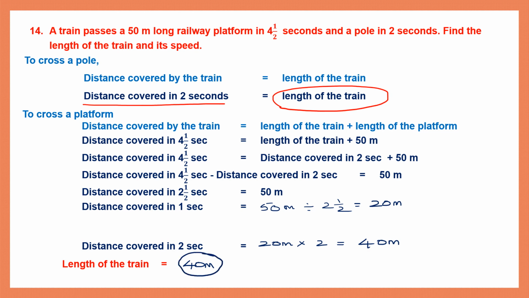So we have found the first part. The first part is to find the length of the train, and we have found it to be 40 meters. Now we have to find the speed. And what is the formula for speed? Distance by time. So distance we have 40 meters and time we have 2 seconds. To find speed, we say distance by time, and we found the distance in 2 seconds to be 40 meters.